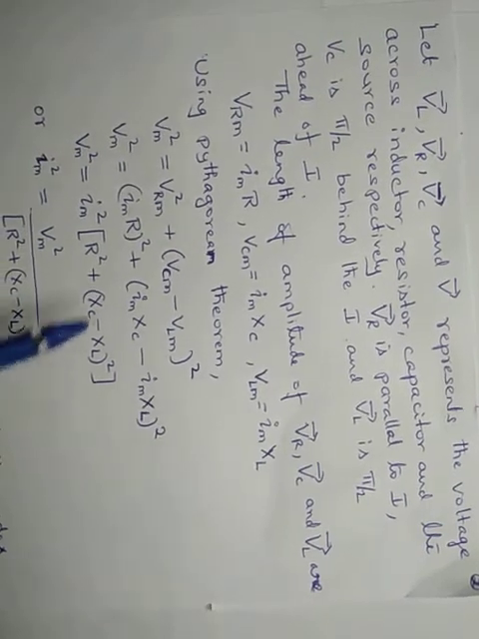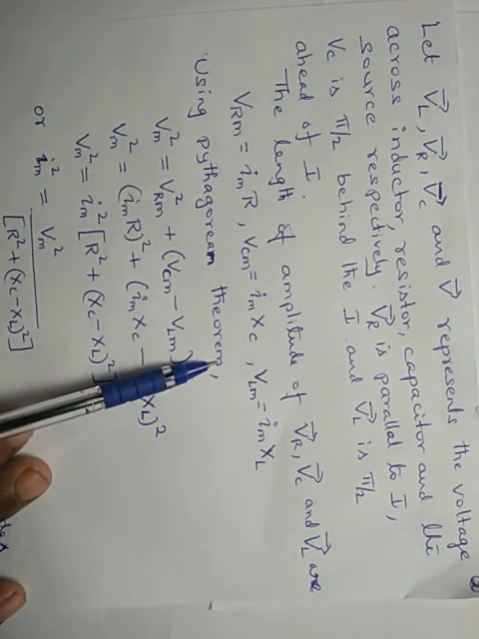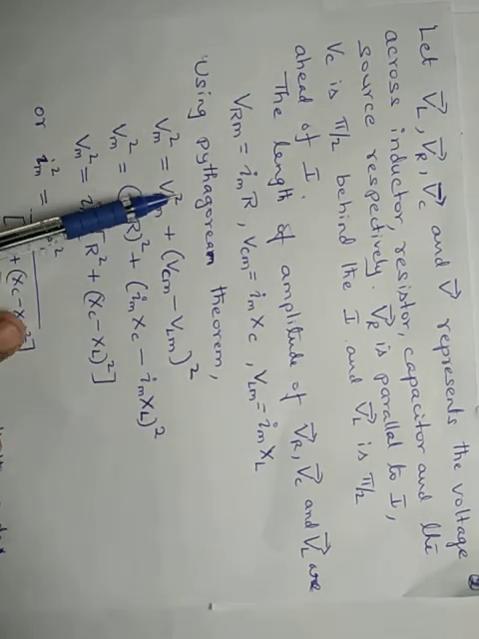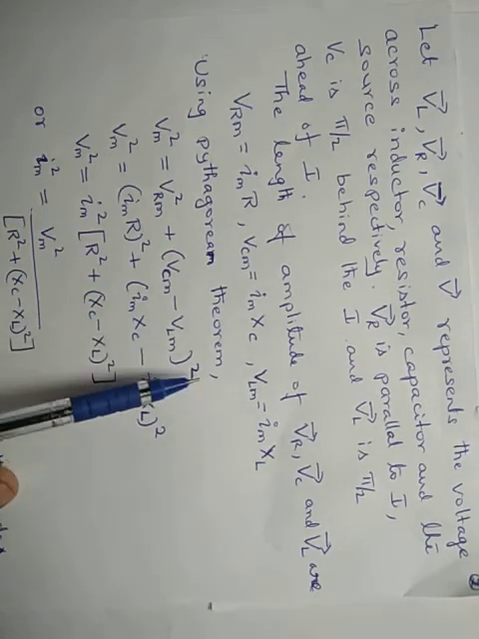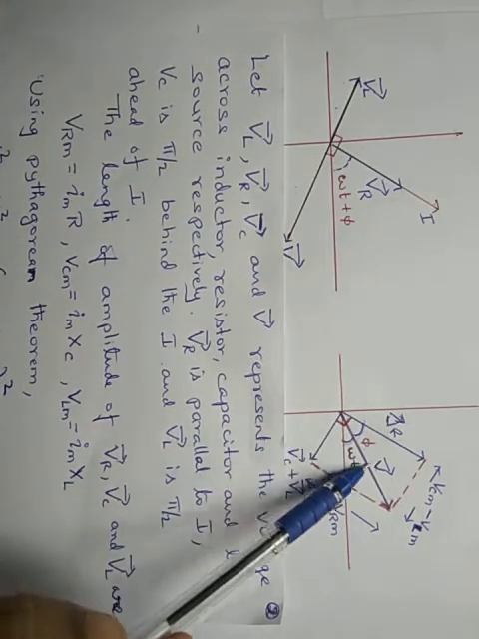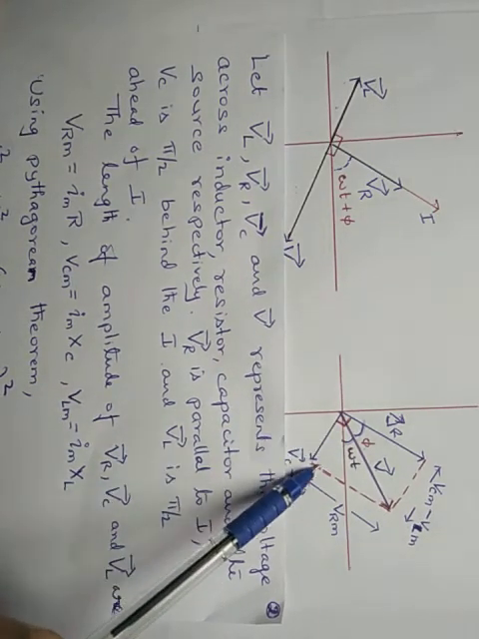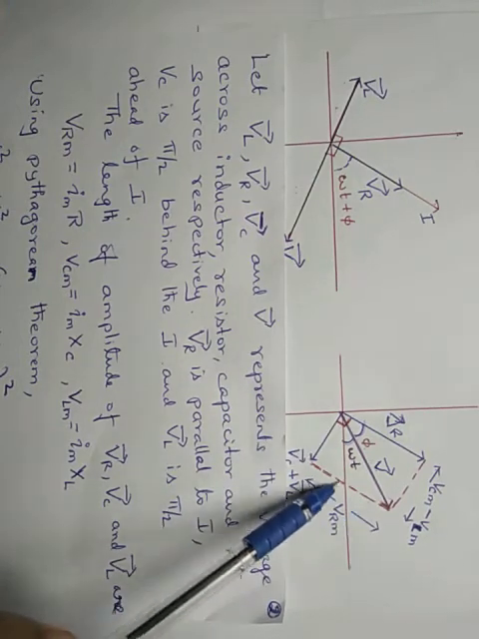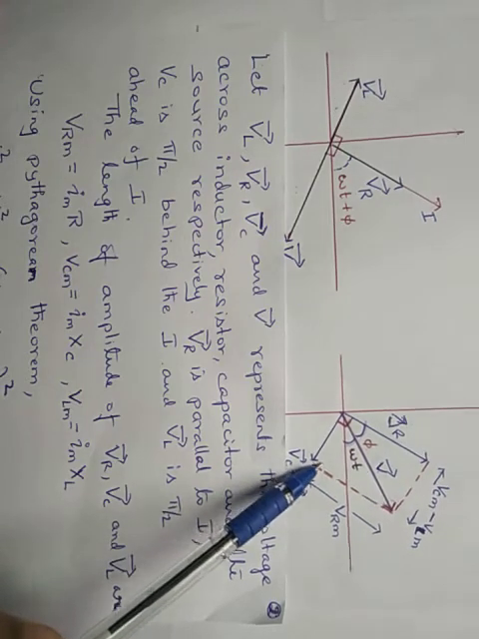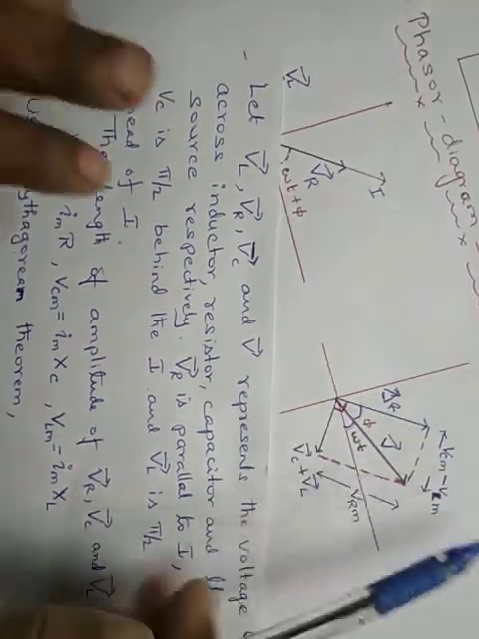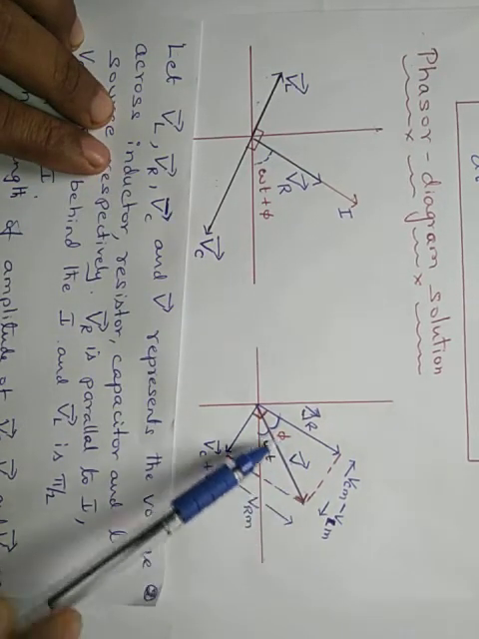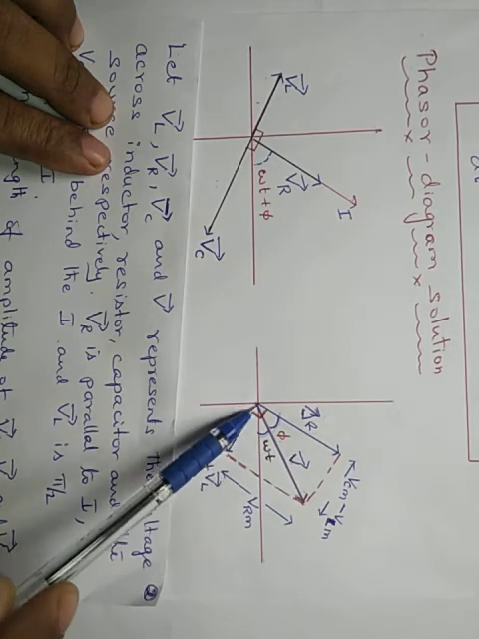Then, using the Pythagorean theorem, Vm square equals Vrm square plus Vcm minus Vlm whole square. See this triangle. This is a right angle triangle, or you can take any triangle. This is the hypotenuse. What is this? That is V.